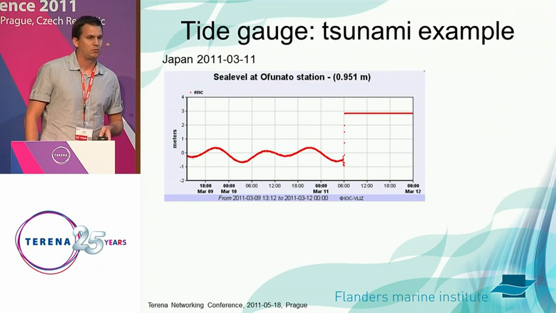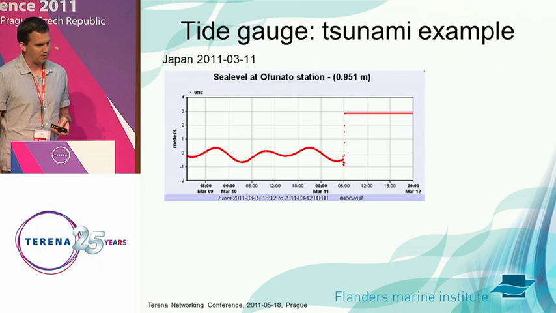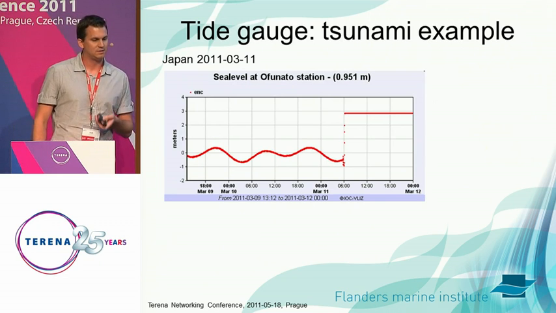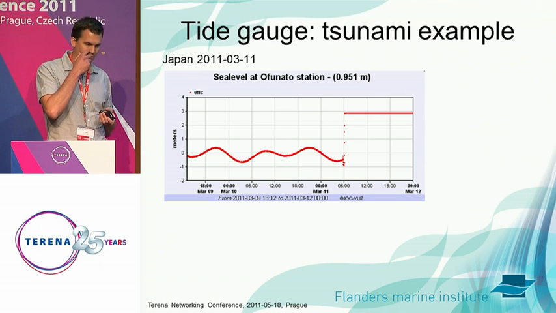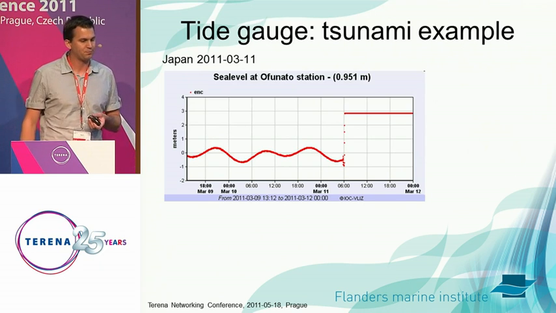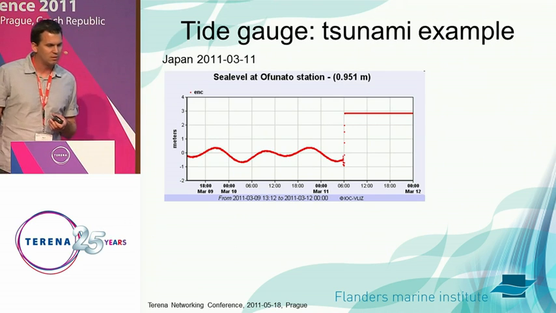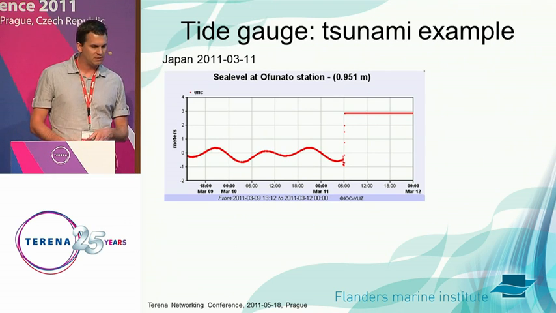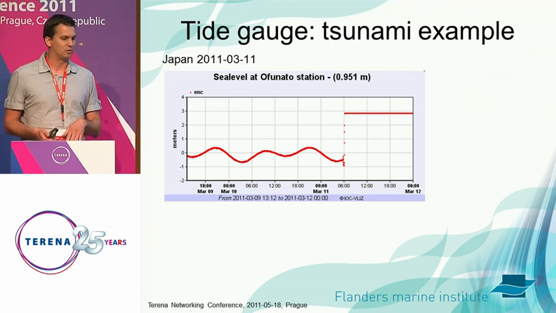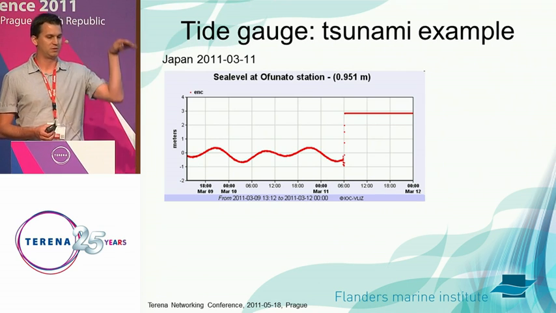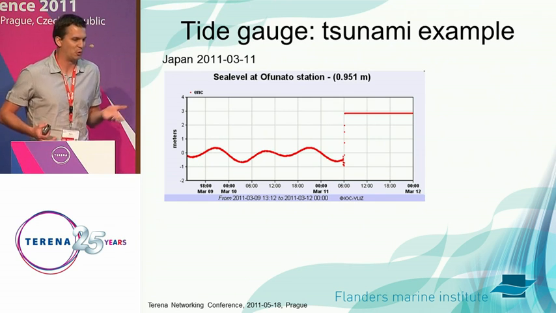This is the example from the last tsunami in Japan. You can see this is a station which is about 100 kilometers away from the epicentrum. So you see at 6 o'clock that there is a difference of 4 meters in water level. But you see it tops out, so the sensor is probably just broken or something.